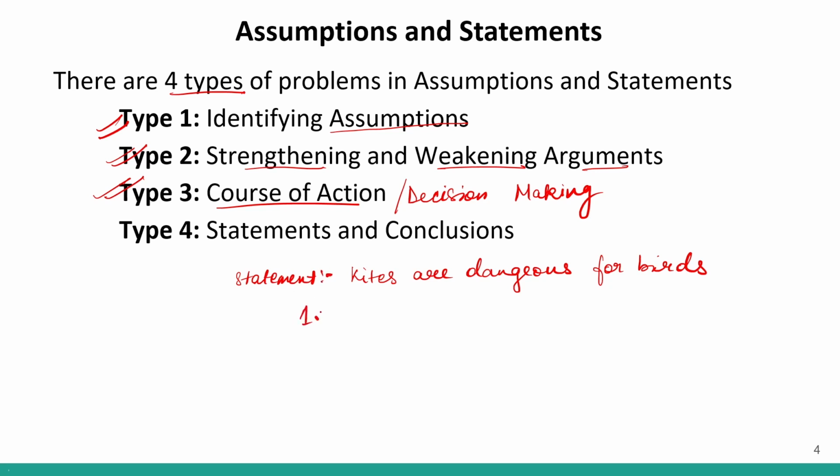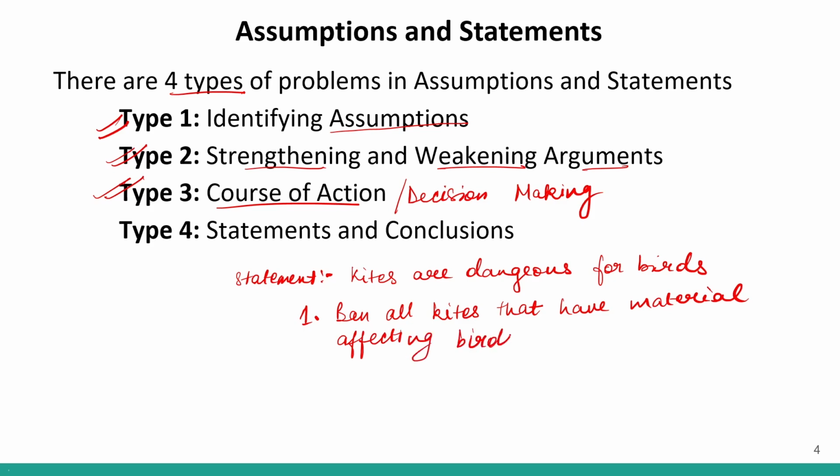First course of action is given to us: ban all kites that have material affecting birds. Okay, this is your first course of action.